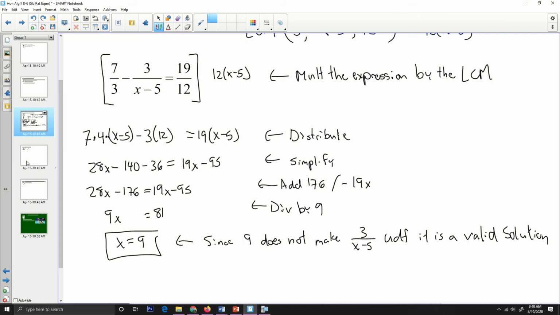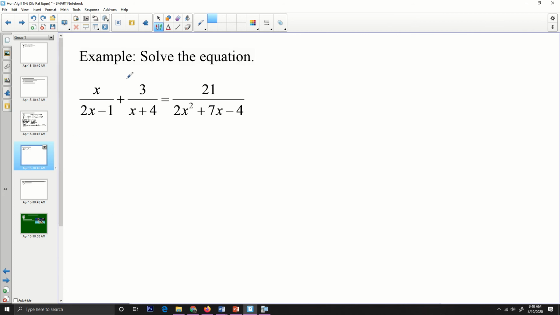All right, next I have to solve this equation. So we have x over 2x minus 1 plus 3 over x plus 4 equal to 21 over 2x squared plus 7x minus 4. Well, we're going to factor. We want to factor this first because we've got to find the LCM.